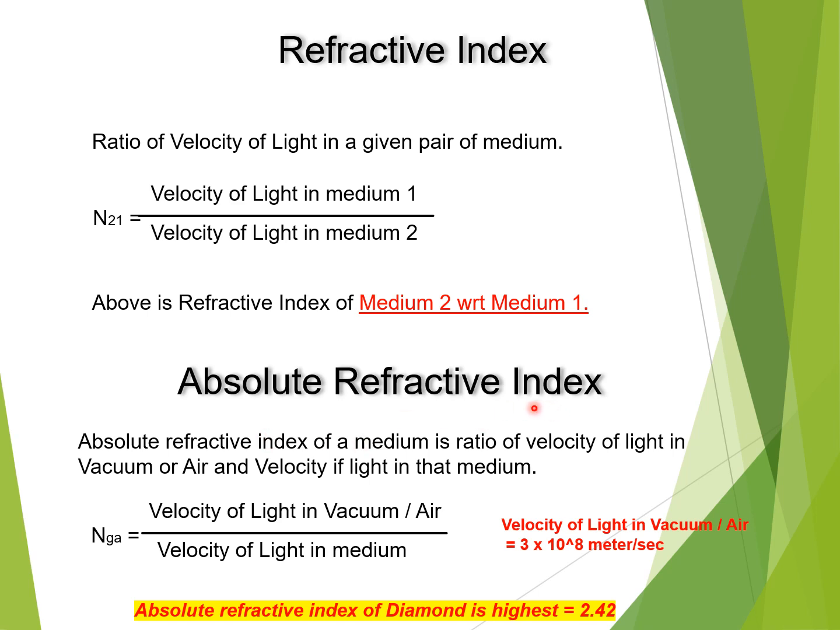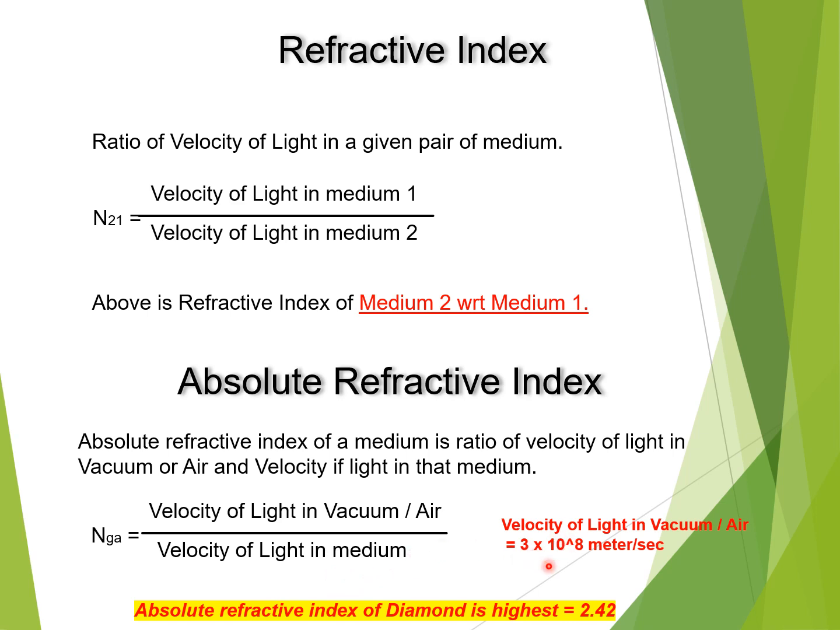Absolute refractive index is where one medium is air. In the previous slide, we studied air and glass. So there, of course, the refractive index of glass will be called the absolute refractive index. So here, of course, we say light in the medium, or light in the glass. So refractive index of glass with respect to air. This will be velocity of light in air divided by velocity of light in medium or glass.